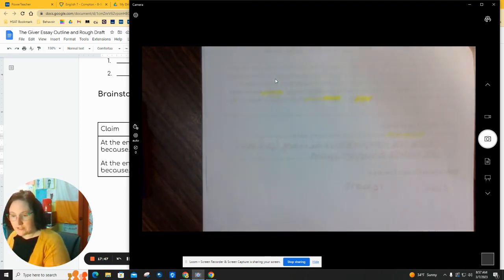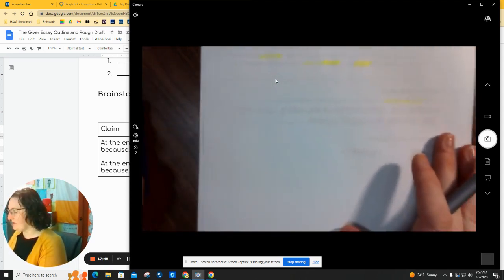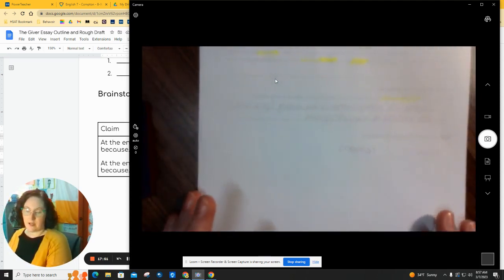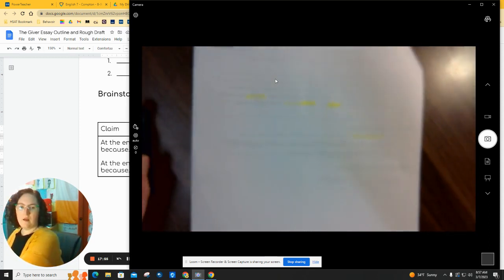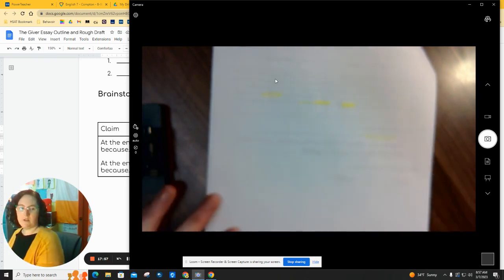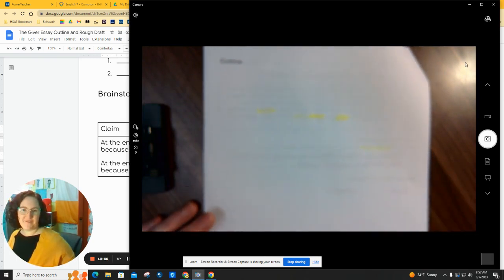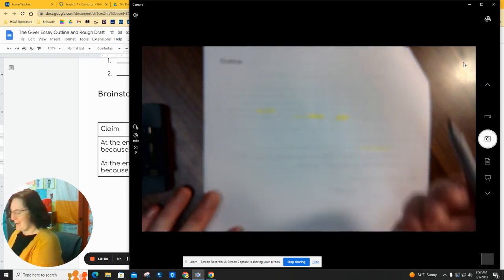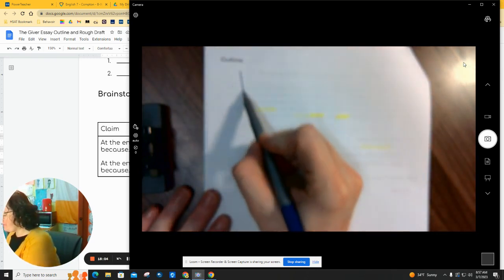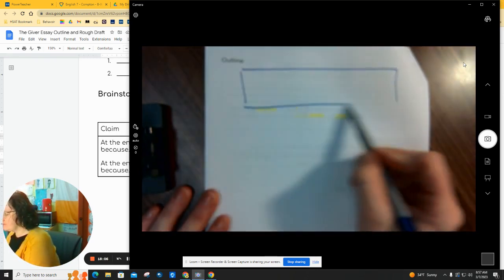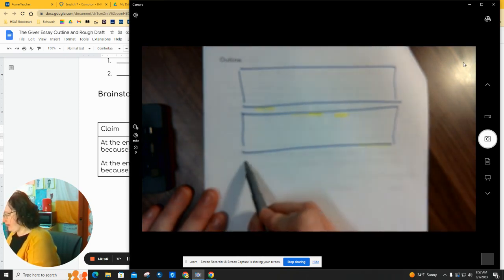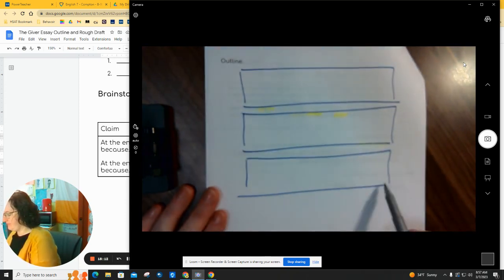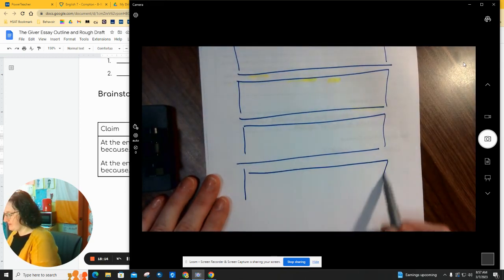There are always 5 paragraphs. You can do it the exact same way pretty much every single time. If you want to do 4 paragraphs, sometimes you can get away with that. But in general, you're going to have 5 paragraphs, okay? So I'm just going to draw those out really fast.